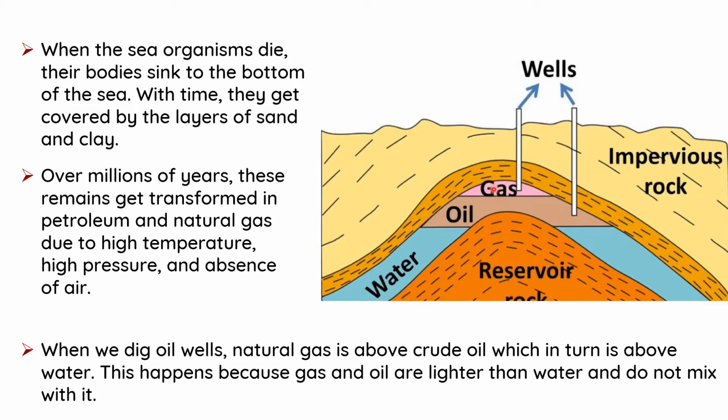So water is down, the next layer is oil, and next is gas, because gas always shows the tendency to escape. And oil is lighter than water, so it is always placed on top of the water in a separate layer. So using these digging wells, we can collect gas through here and oil through this side.